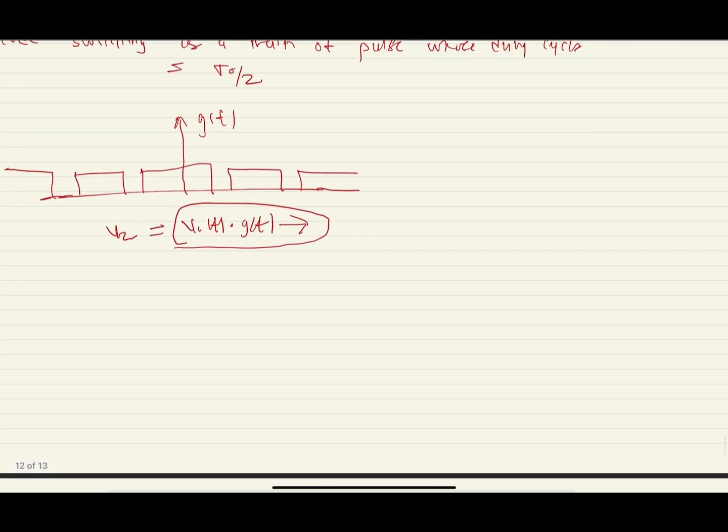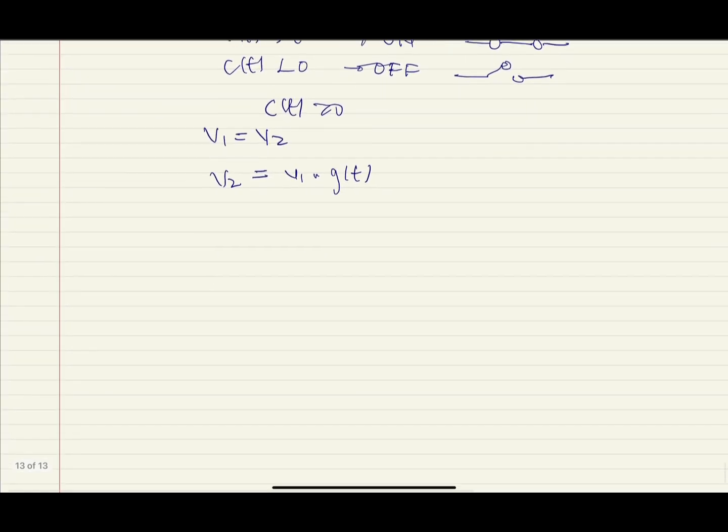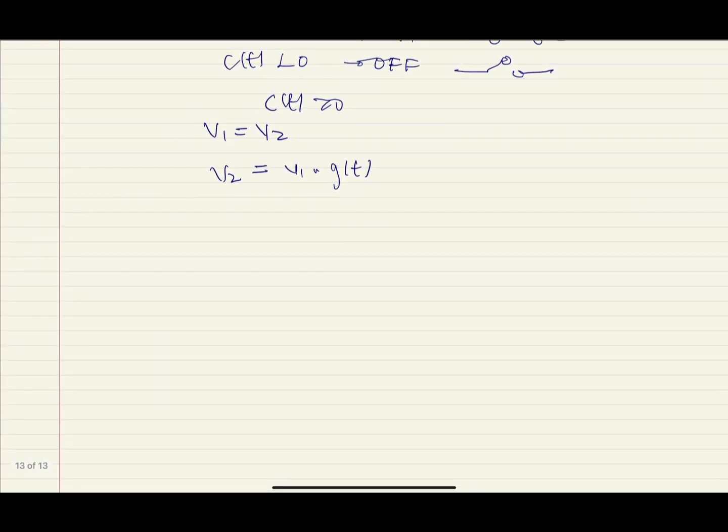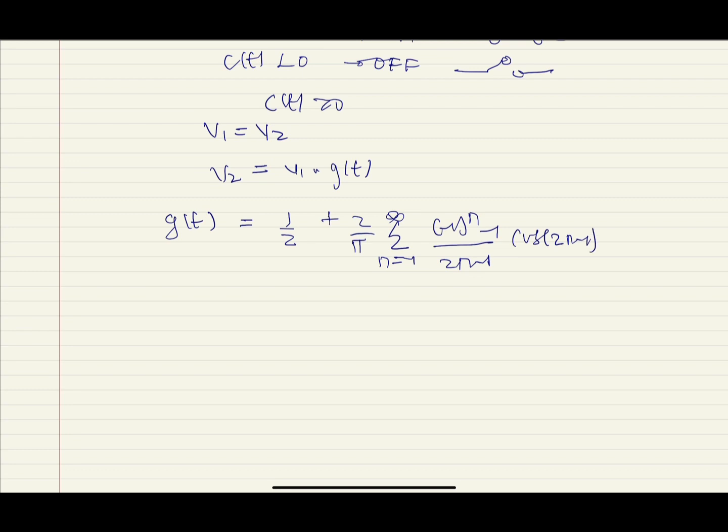The train of pulses that I illustrated for you here, g of t, can be obtained using the Fourier series. For this, you can refer to your signals and systems class, where you did some Fourier series. You can use the general form of the Fourier series: 1 over 2 plus 2 over pi, the summation of n equal to 1 to infinity, of negative 1 to the power n minus 1, over 2n minus 1, cos of 2n minus 1 omega ct.